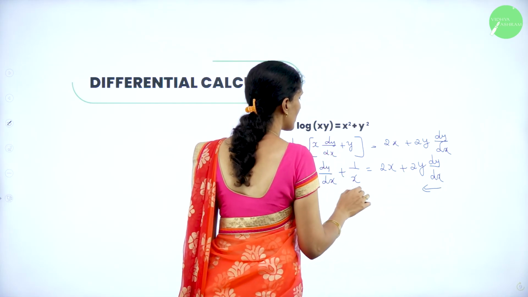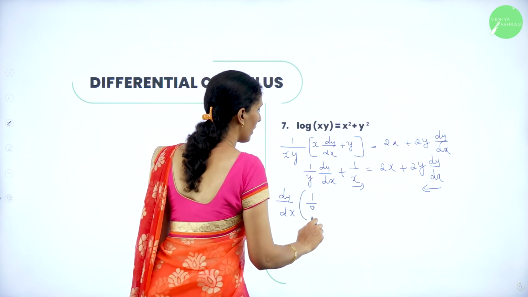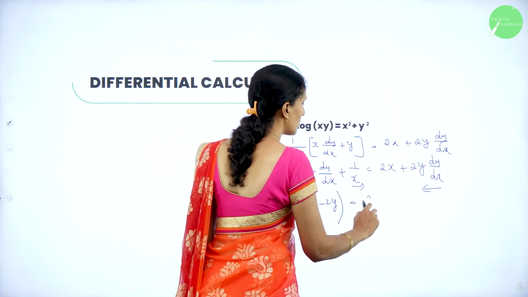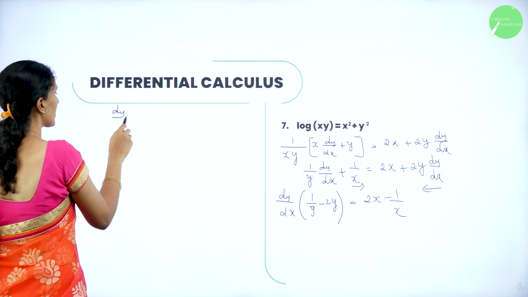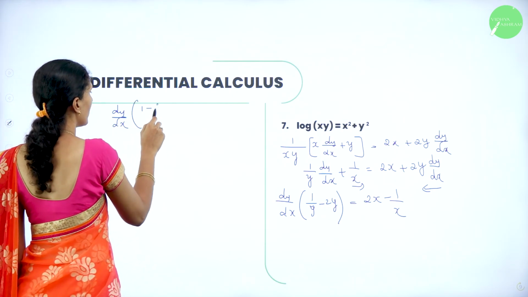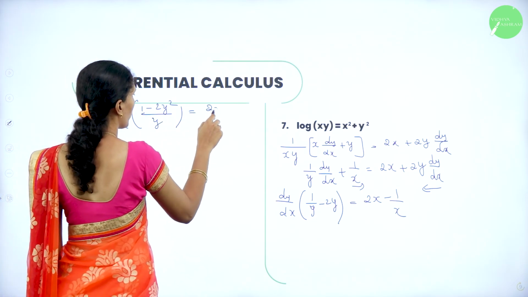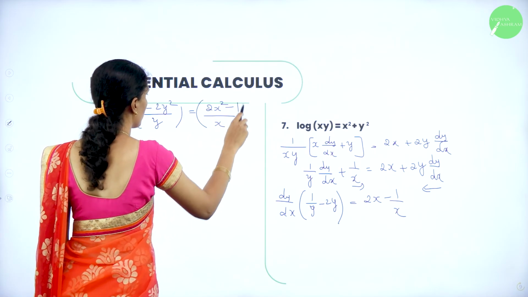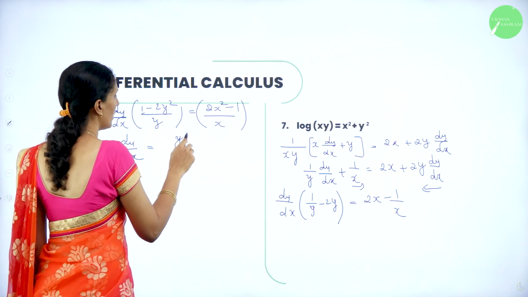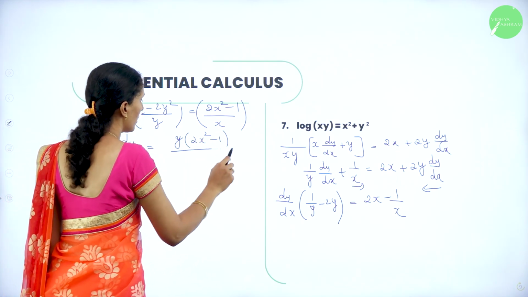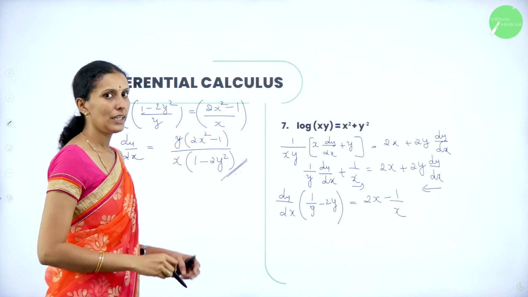So shift dy/dx here, 1 by x there. So if you want dy/dx, it is 1 by y minus 2y, and here it is 2x minus 1 by x. So on multiplying, you will get dy/dx into (1 - 2y square) divided by y is equal to (2x square - 1) by x. So dy/dx is equal to y(2x square - 1) divided by x(1 - 2y square). So this is the derivative of the given function.